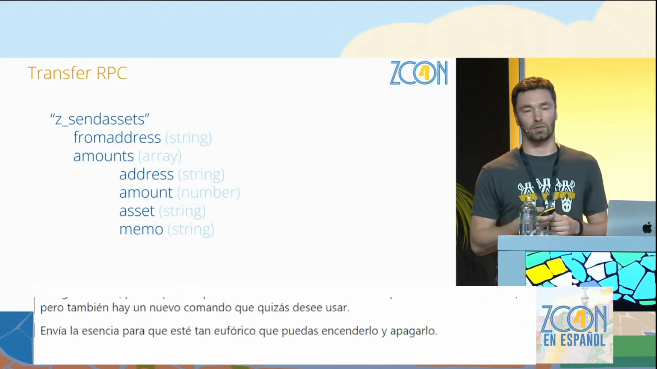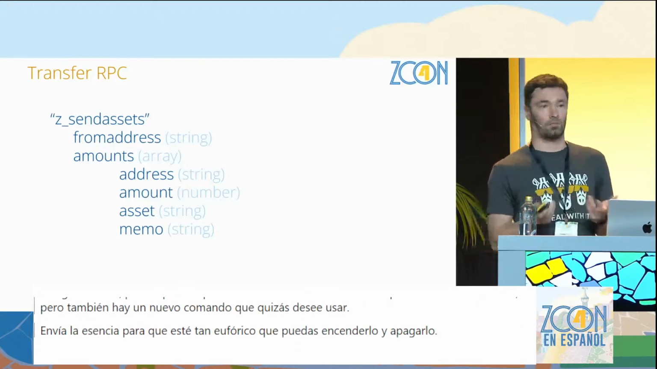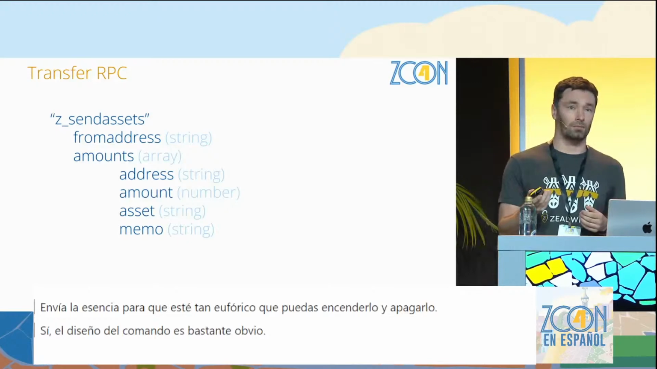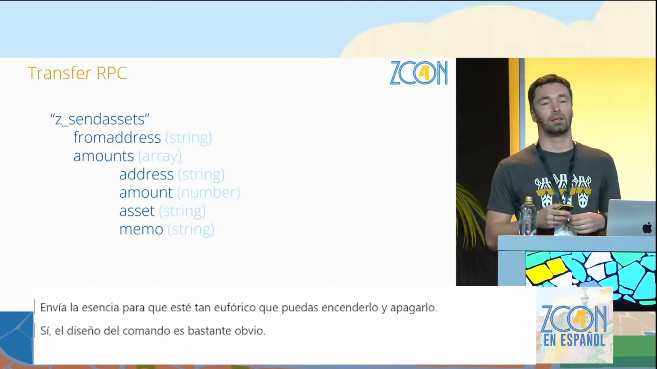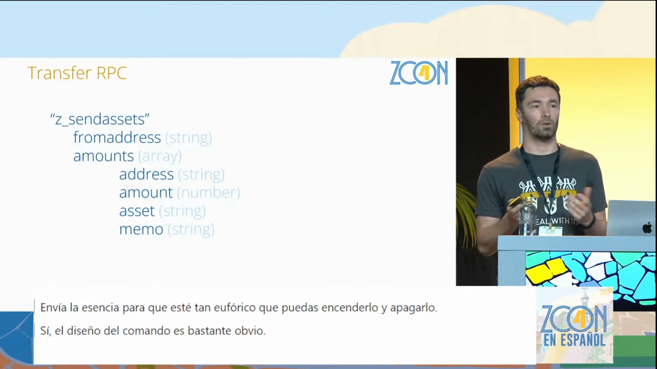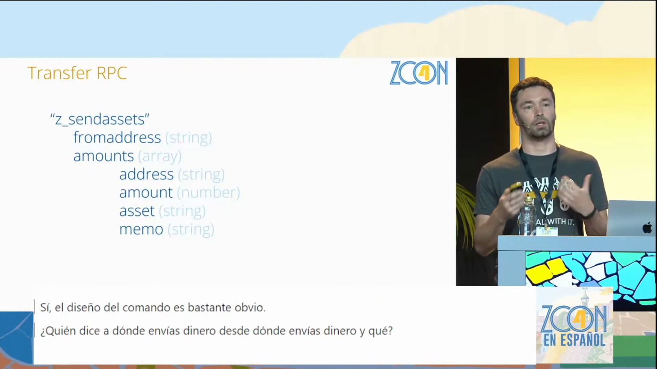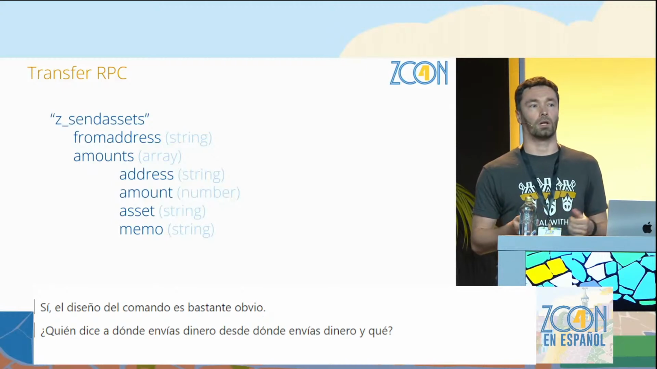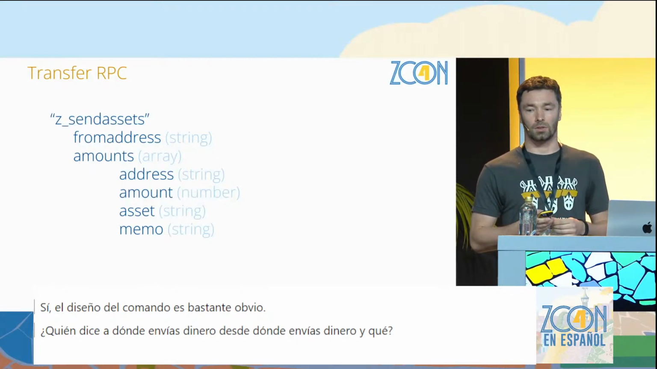Yeah, the design of the command is pretty obvious. Who is sending, where you send money to, where you send money from, and what amount of money or assets. And obviously, it just follows the same node structure, the same process that you already have for normal Orchard nodes. So that's basically it.